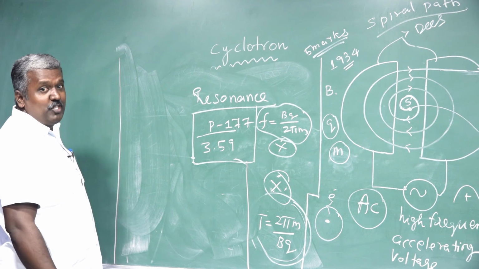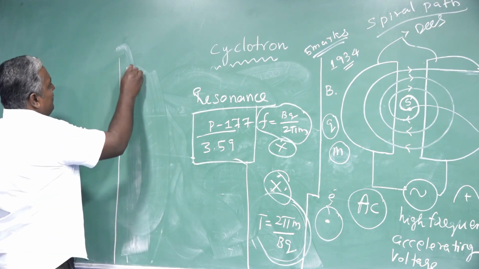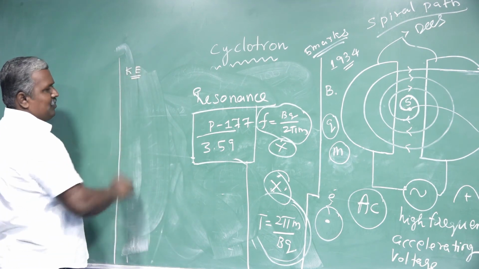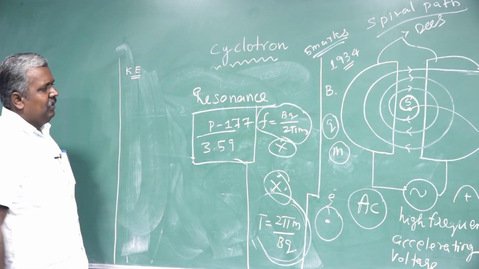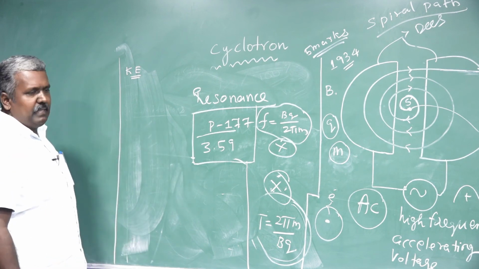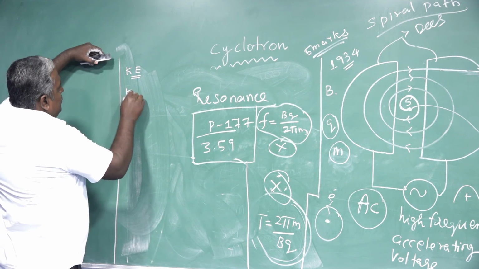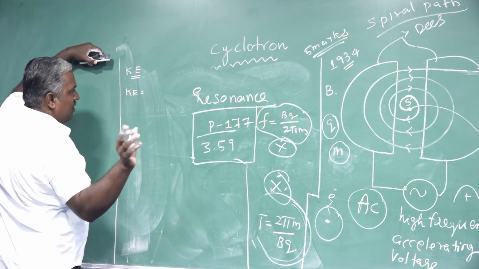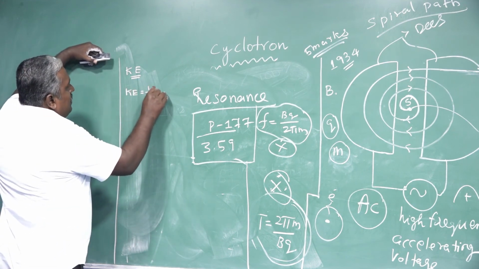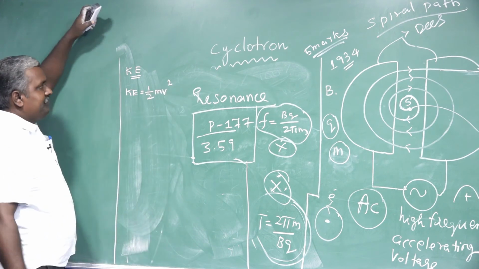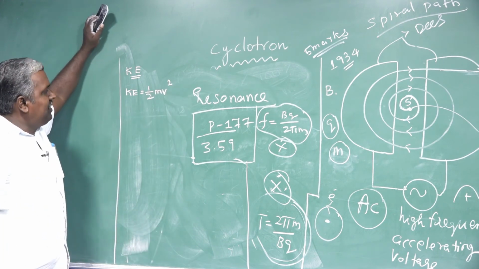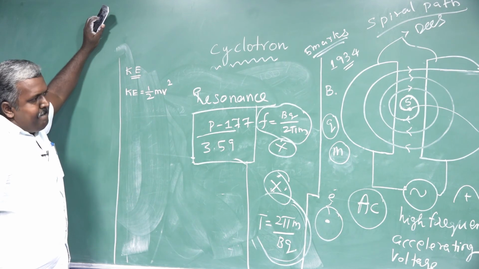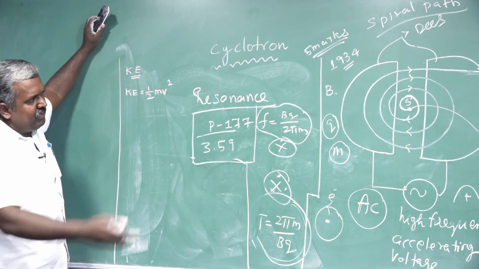Kinetic energy of the charged particle. Okay. What is the basic formula? KE is equal to, yeah, you are correct, half m v square. Okay. How do you write this? Yeah, see that. Come on, see that.